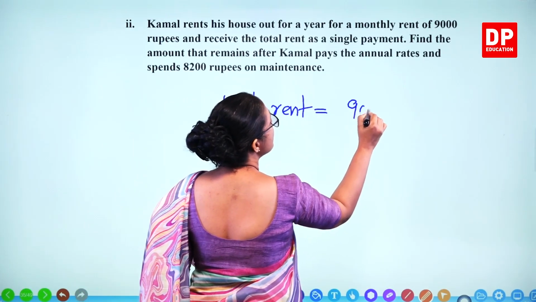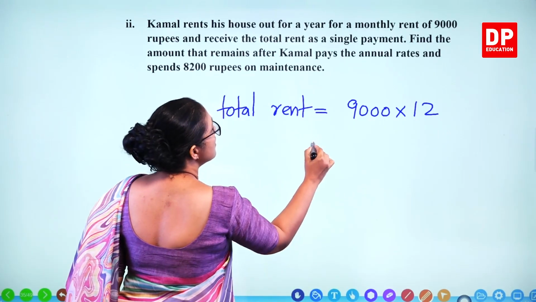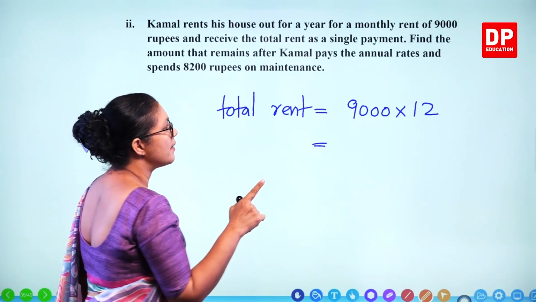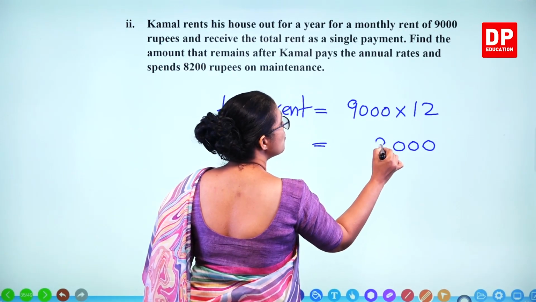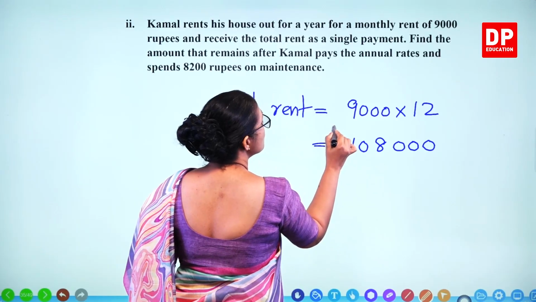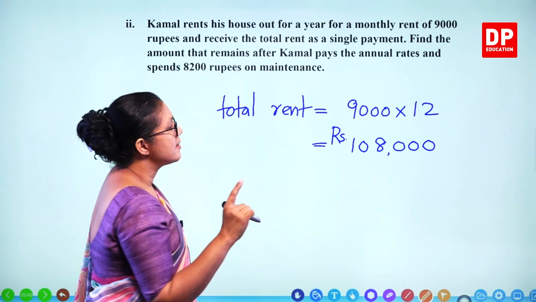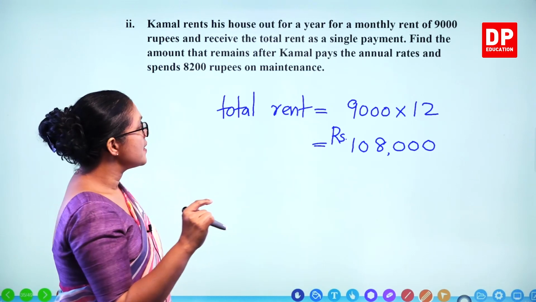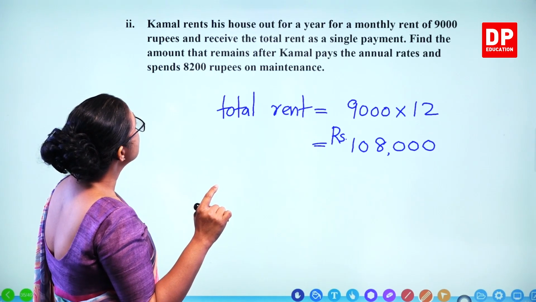Monthly rent is 9,000. For the year, we times it by 12. 3 zeros. 9 times 2, 18. 9 times 1, 9 plus 1, 10. So the total value is 108,000 rupees.